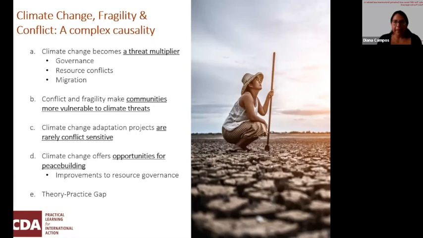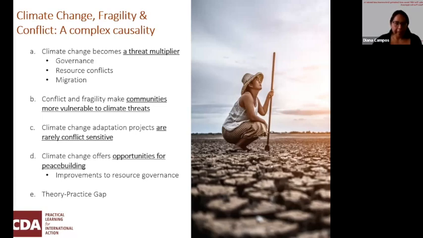There is in some places an issue about climate related migration. Also, conflict and fragility make communities more vulnerable to climate threats. Adaptation or disaster risk reduction projects in areas affected by violent conflict are often impossible to be executed due to weak governance structures. So these areas are very often more vulnerable to climate threats.